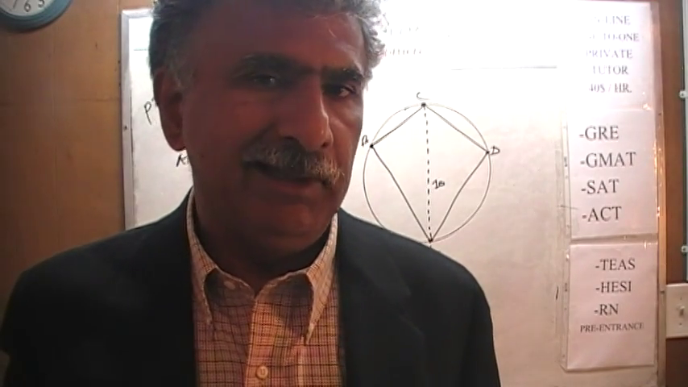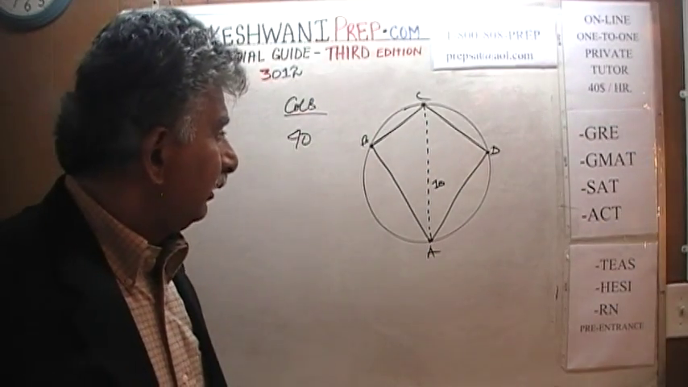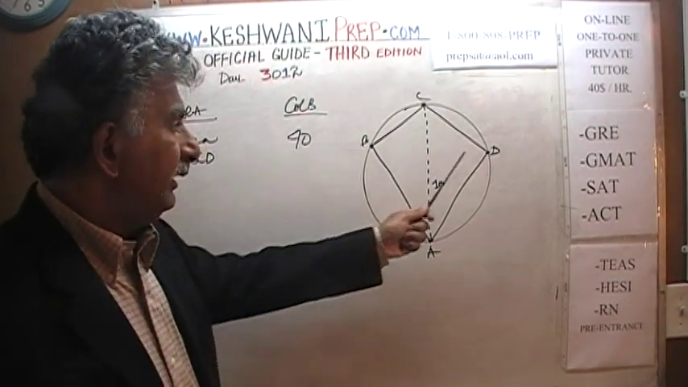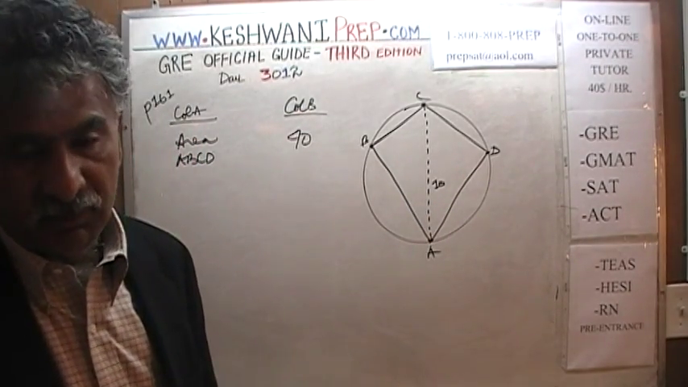What we must remember at all times during the GRE is that all the figures that you come across are not drawn to scale. We cannot take liberties just by looking at something. If A to B seems longer than B to C, we cannot just assume that it's longer unless there is something in the problem that gives us information to establish that. Here, we just have a quadrilateral. We do not know exactly where points B and D are sitting. This is one possibility. There are infinite possibilities.